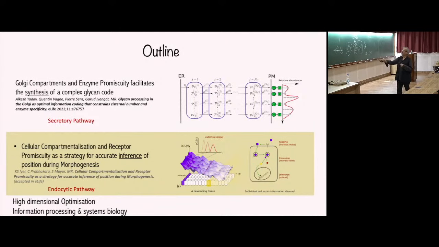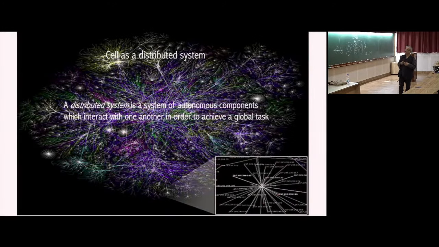Both these ideas involve this high-dimensional optimization and an interplay between information processing and systems biology. So there's much in common with them. These two ideas sort of give rise to this notion of the cell as a distributed system.